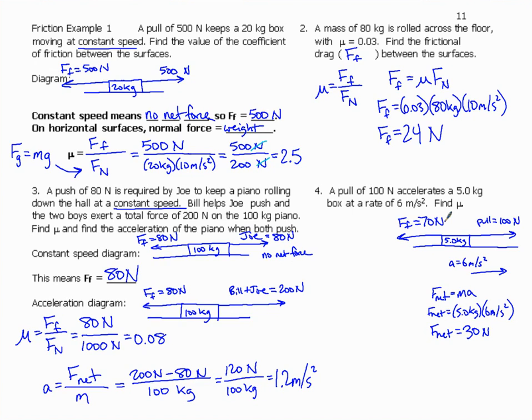So find the coefficient of friction. The coefficient of friction is the force of friction divided by the normal force. The force of friction is 70. The normal force is the weight, which is mass times gravity. 5 kilograms times gravity, 50 newtons. And our coefficient of friction, we find it to be 1.4.